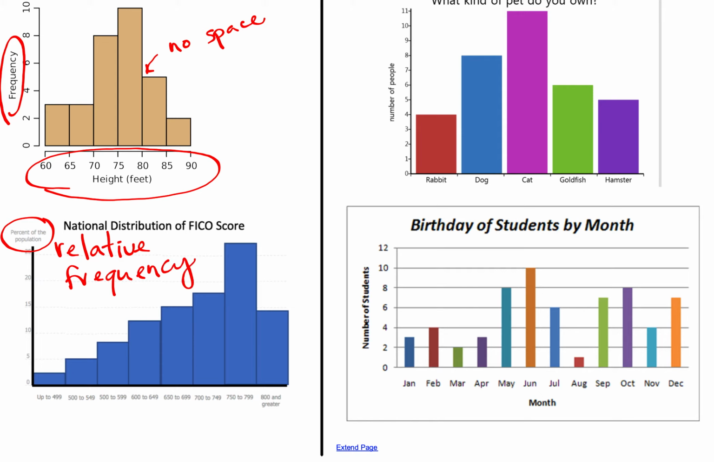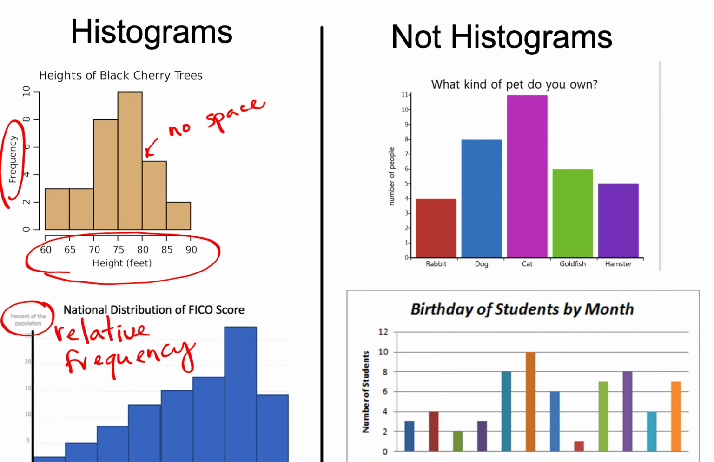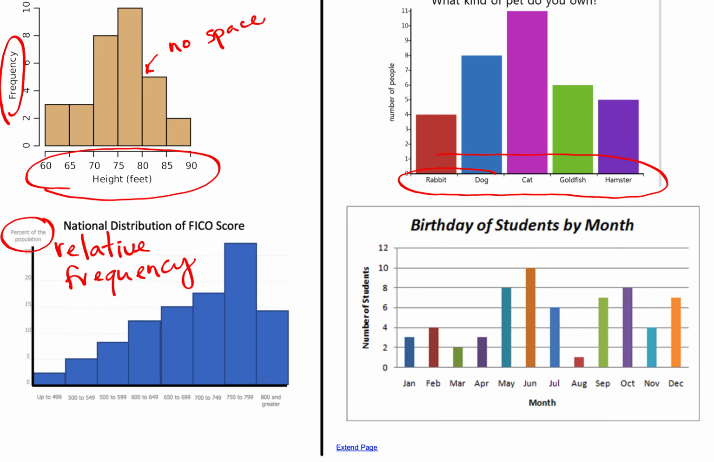Now these two examples over here are not histograms because along the x-axis these are not numerical values, these are categories, categorical data. So these are not called histograms. This would just be called a bar graph. Bar graphs are used for categorical data. Histograms are used for numerical data when it's numbers across the x-axis. It's just that the numbers have been split up into groups.